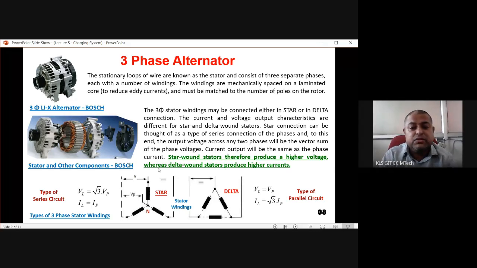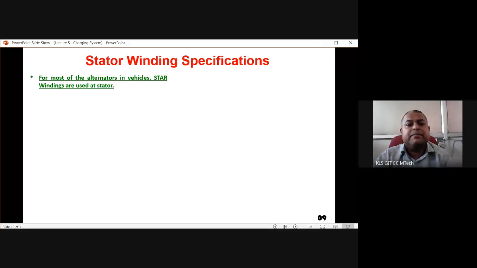So here two types of stator winding are given. Either star is used in the stator winding, or delta is used in the stator winding. Star is a kind of series circuit. We find that line voltage is root 3 times phase voltage and line current is equal to phase current. But in case of delta, line voltage is equal to phase voltage and line current is root 3 times phase current. So if we want higher current, we use delta. If we want higher voltage, we use star. So these are the types of three-phase stator windings.